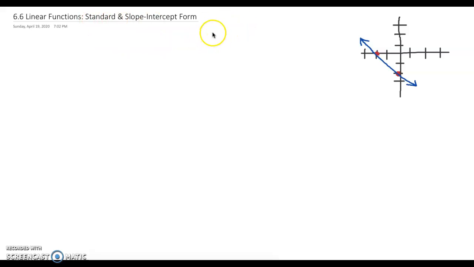Standard form is Ax plus By equals C. Okay, this is standard form. Your answers are going to have to be plugged into this formula.